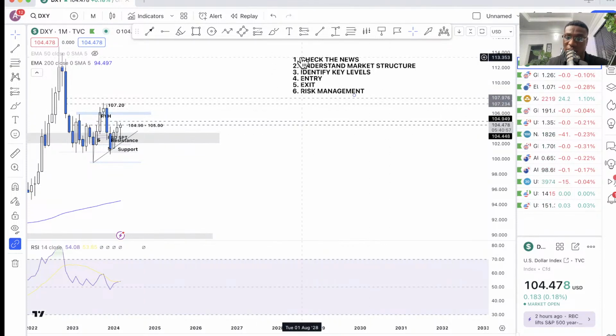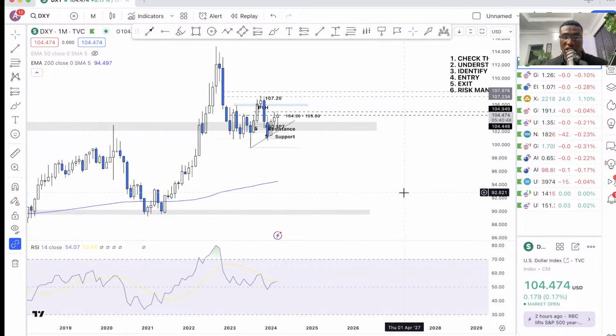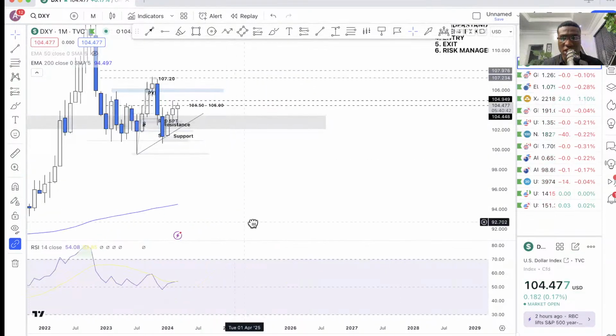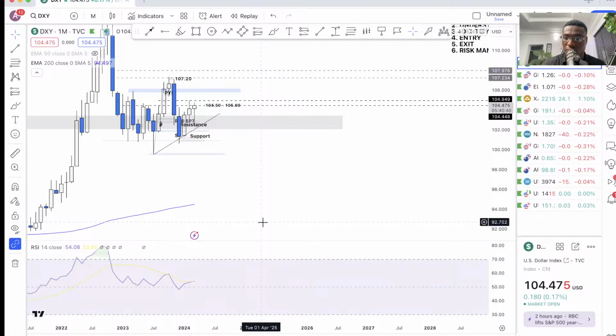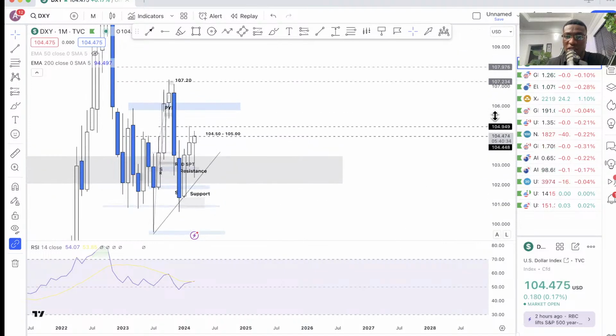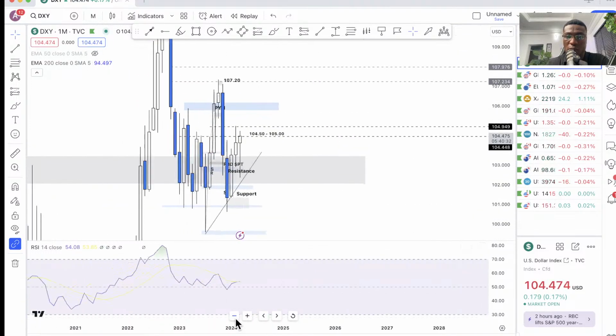Okay, so these are the 6 steps. You do this, you would have eliminated a lot of emotion trading, a lot of rash decisions and fears with executing your trades. Now we're going to look at the dollar index, and you guys will see a lot of these steps play out, and you see why it's important to follow these 6 steps, implement them into your trading. It just makes everything a bit simplified for you.